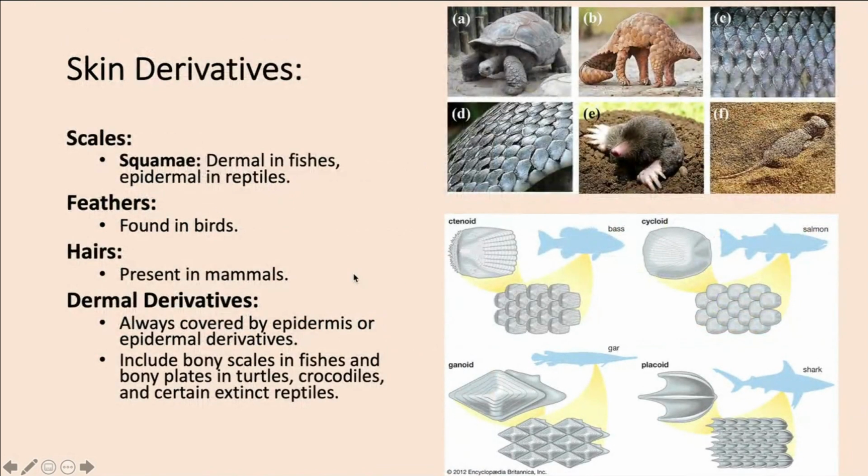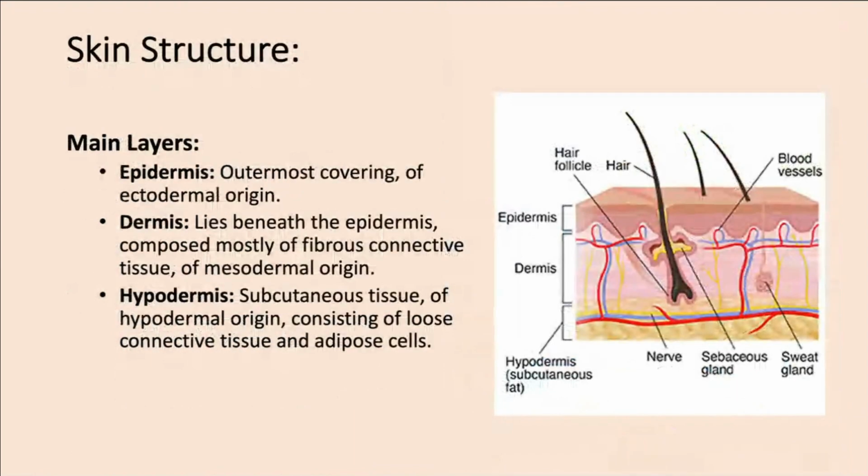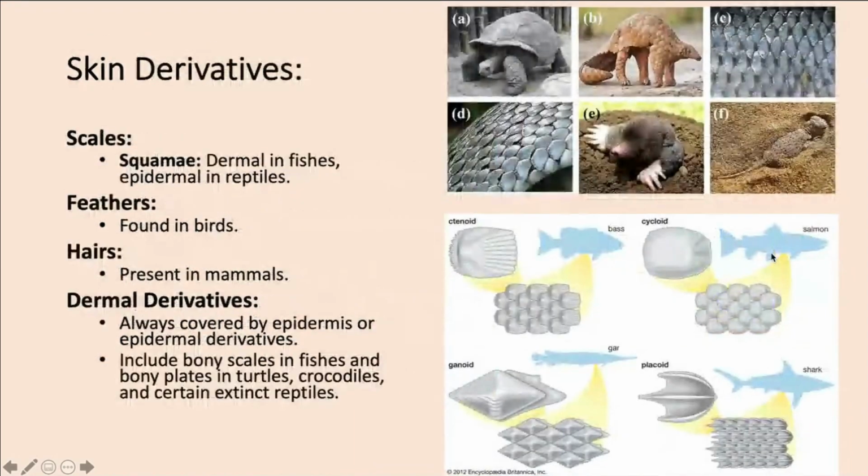You can find feathers on birds, which are attached to the skin, of course. You can find hair, which is coming out from the skin in mammals. And then the dermal derivatives are always covered by the epidermis or epidermal derivatives, because the dermal derivatives will always be found right here in this middle layer. They include bony scales in fishes, bony plates in turtles, crocodiles, and certain extinct reptiles.